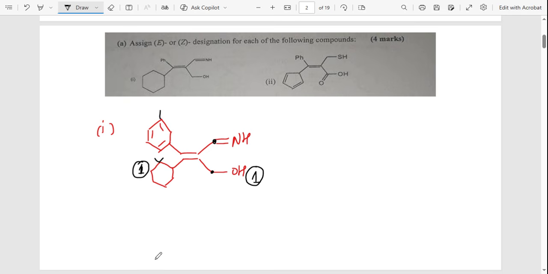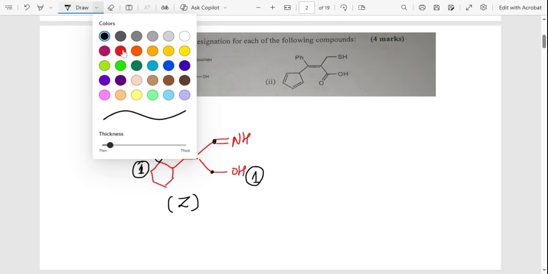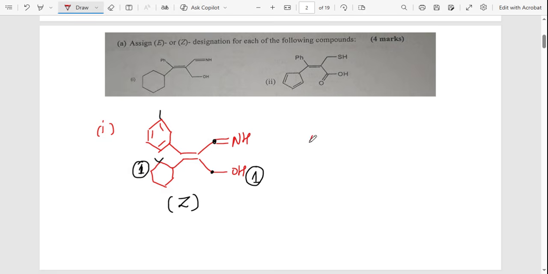Okay, so then looking at it, the higher priority groups are on the same side. What configuration is that going to be? You can see both of them are actually down. So this is the Z configuration. Okay, if it is E, those are going to be on opposite sides. And then for the second question, I hope that makes sense. For the second question, you can see the way it is.